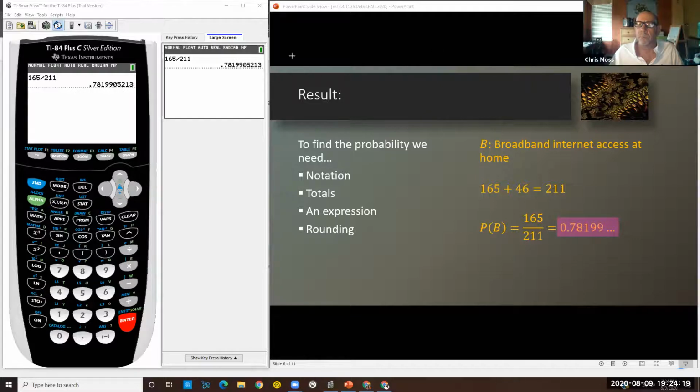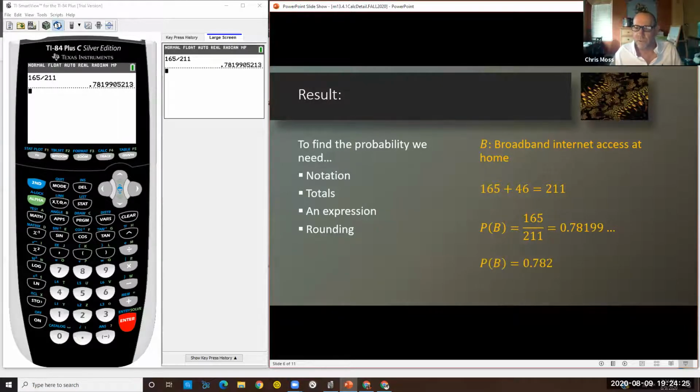So, 0.782. The probability of selecting an individual from that group of 211 is 0.782. There we go. There's an example now of the relative frequency approximation method. It's not the only method we have.